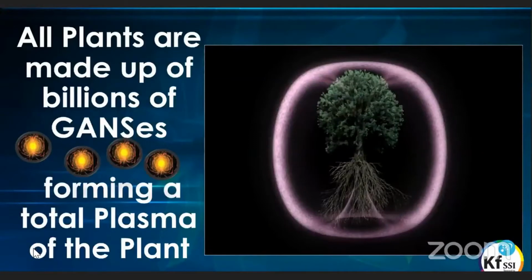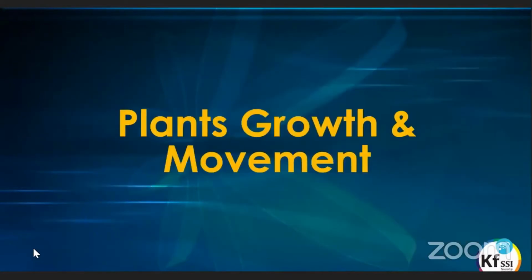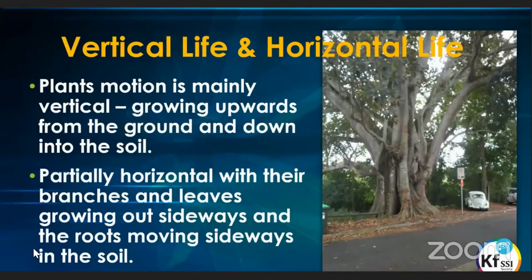And as Dr. Rodrigo explained, the human body is made of GANSes, so the plant world and all other animals are also made of GANSes, forming a total plasma of the planet. So when we have a deeper look at the plant's growth and how they move, we can say that plants have mainly a vertical life with a little bit of horizontal life.